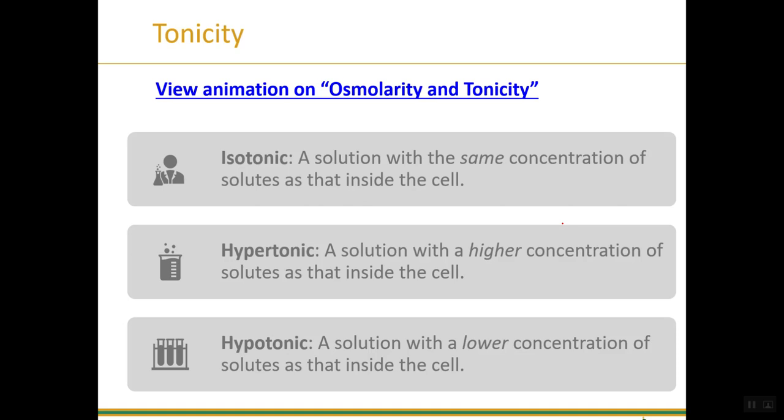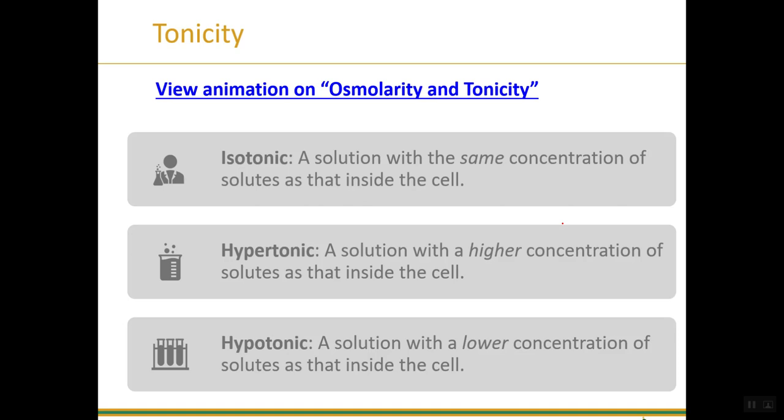The beaker on the left has two sides. The left side is 5% albumin. It has 6 particles in it and has more water. The right-hand side of the same beaker has 10% albumin. It has 12 particles and less water.